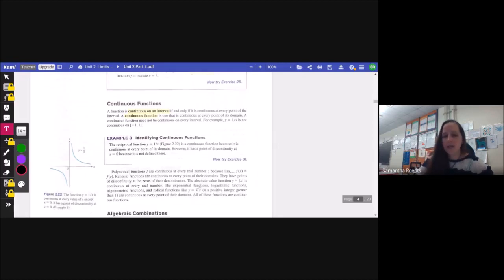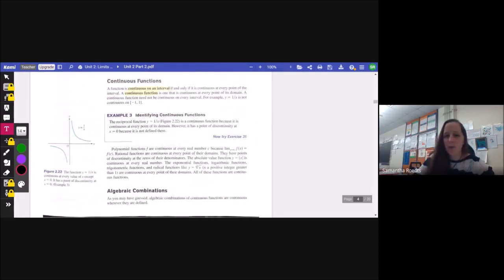So example 3, identifying continuous functions. The reciprocal function y equals 1 over x is a continuous function because it is continuous at every point of its domain. However, it has a point of discontinuity at x equals 0 because it's not defined there. Okay, so at x equals 0, that's the point of discontinuity. So this is still a continuous function, but it has a point of discontinuity.